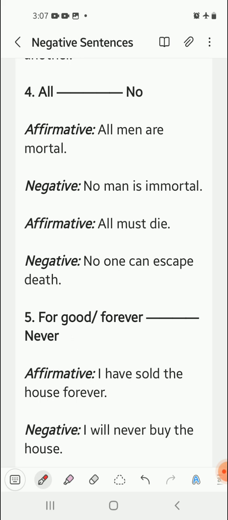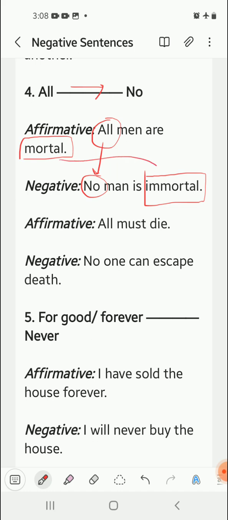See in the example sentence, all men are mortal. All means all men have to die one day. So over here, all will get changed to no. And again, the word mortal, its opposite is used, that is immortal. By adding a prefix to the word mortal, it becomes an opposite. So these are the two changes.